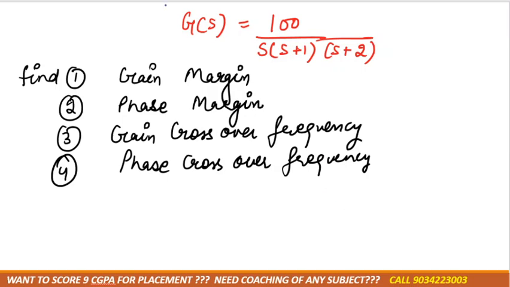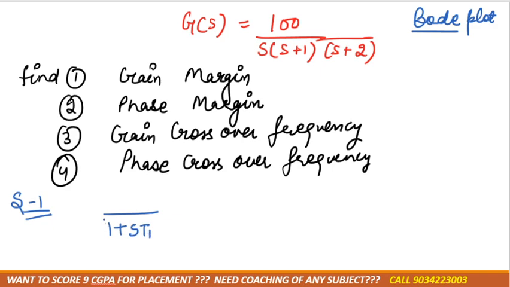Okay, now see in this also, Bode plot. First step I told you, you have to convert it into the standard form. What is the standard form? That in the denominator it should be in the form of 1 plus sT1. Correct? So 100 divided by s into (1 plus s).